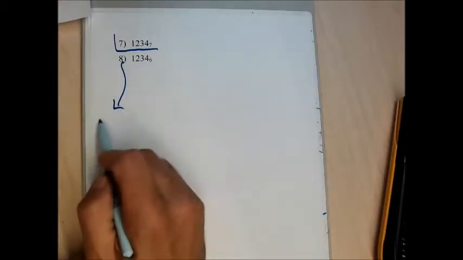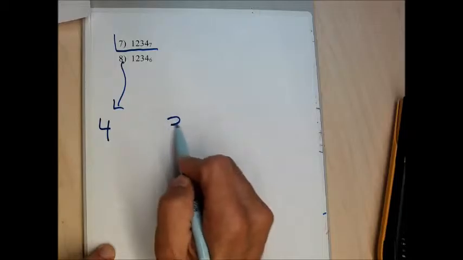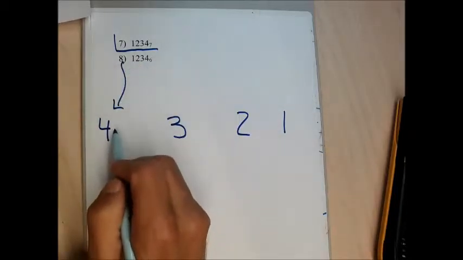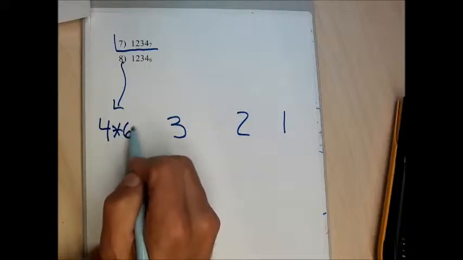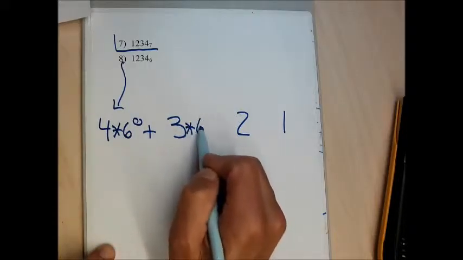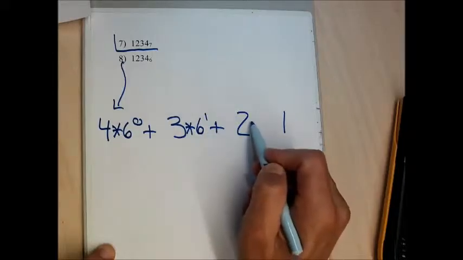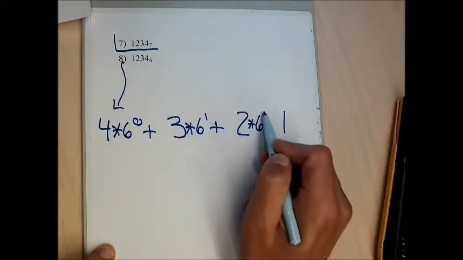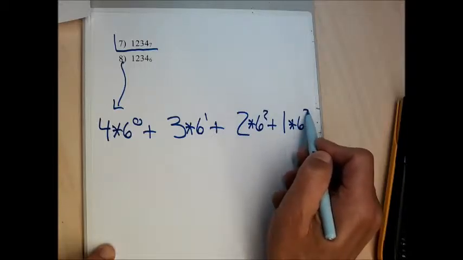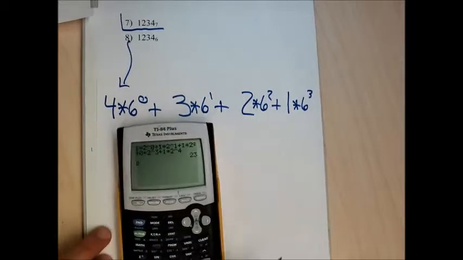For problem 8, I'm going to write a 4, a 3, a 2, and a 1. That's writing the numbers backwards. And then I multiply by 6 to the 0. Put my plus sign in. Multiply by 6 to the 1. Put my plus sign in. Multiply by 6 squared. Put my plus sign in. Multiplied by 6 cubed. And then calculator time.